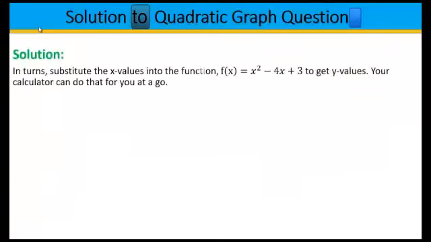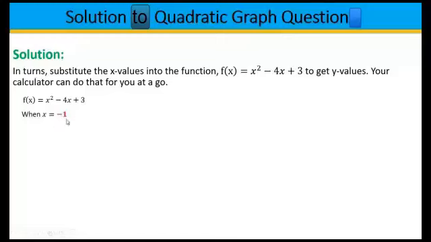Let's see how we can solve that. To solve this, you have to substitute the values of x in the table into the function one after the other, so that whatever value you get would be the value of y. Let's do a few for you to see how it is done. The function is f of x equals x squared minus 4x plus 3. So when you consider the table, our first value for x is -1.